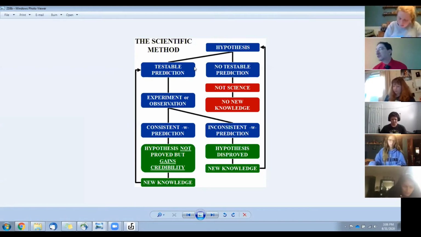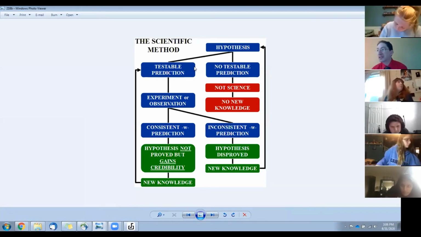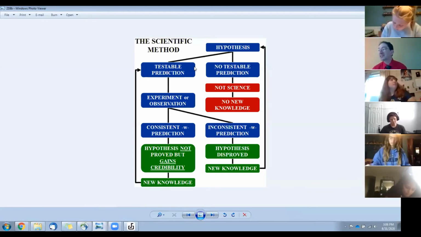Now, humans are fallible, so sometimes we can make a mistake while we're doing a test. So you're going to want to repeat the test multiple times. It's best if it's tested by different people in different ways to rule out human error.